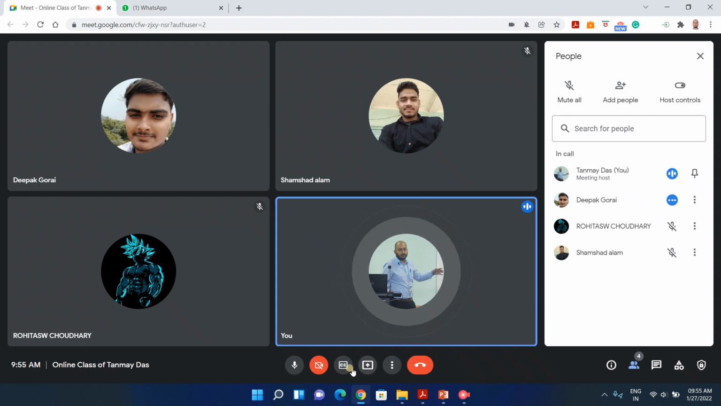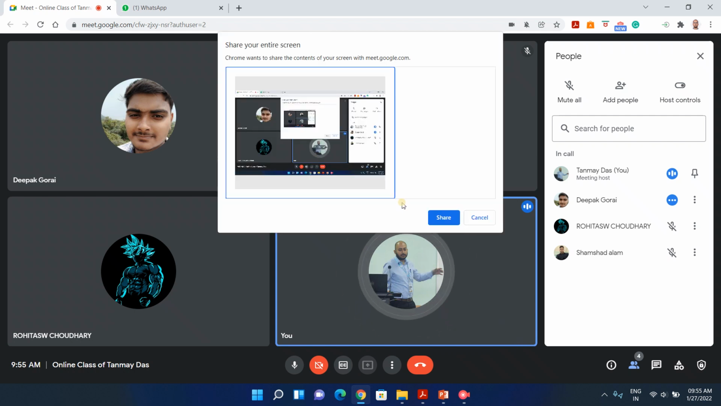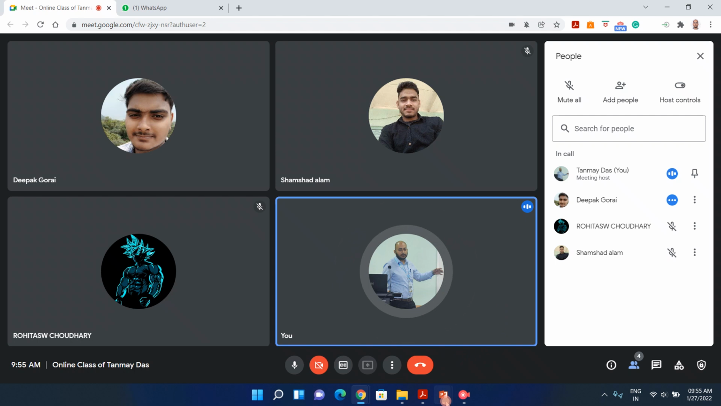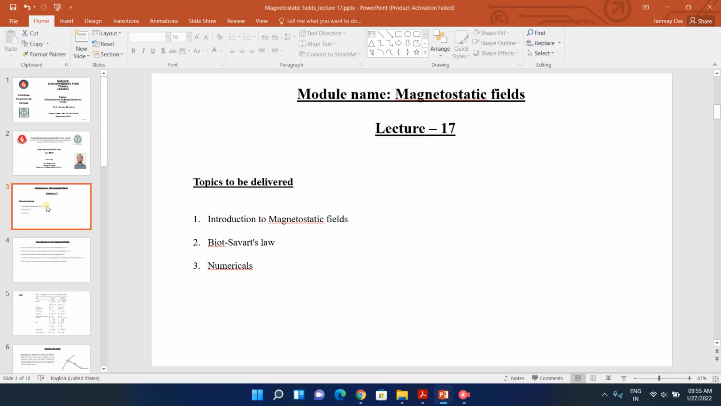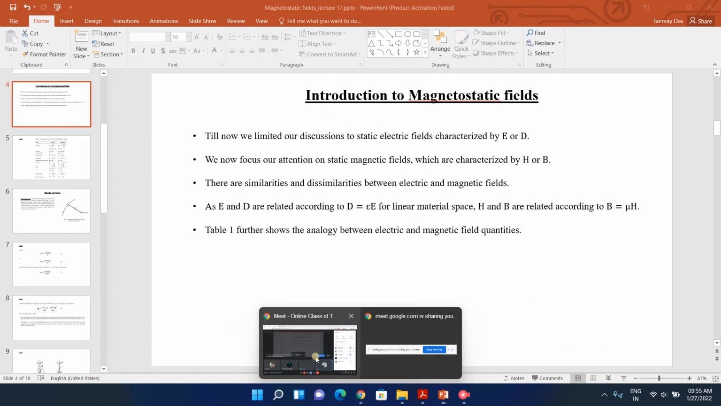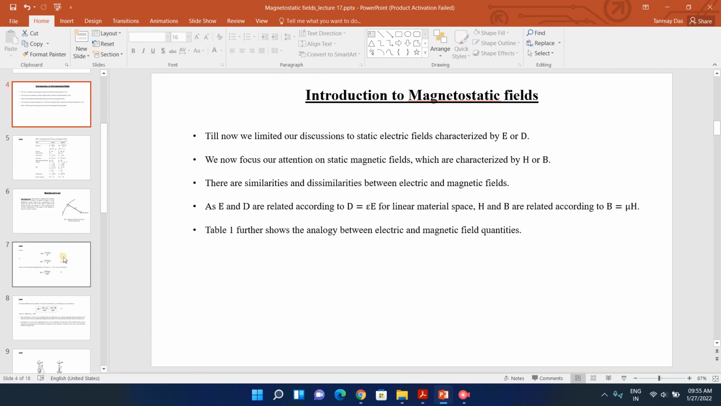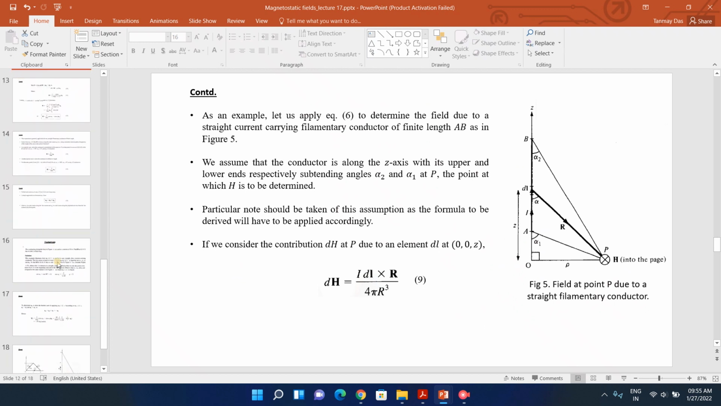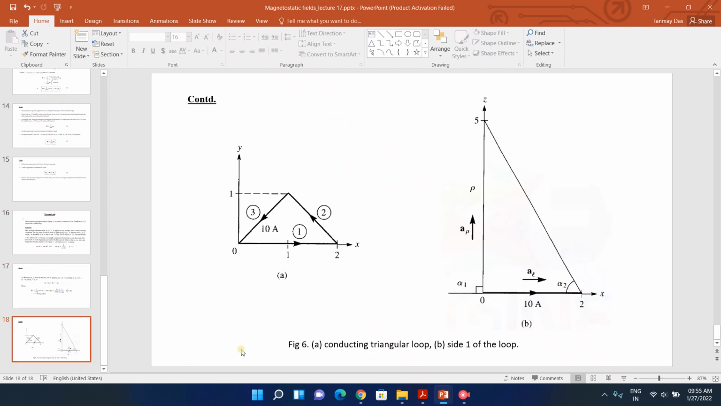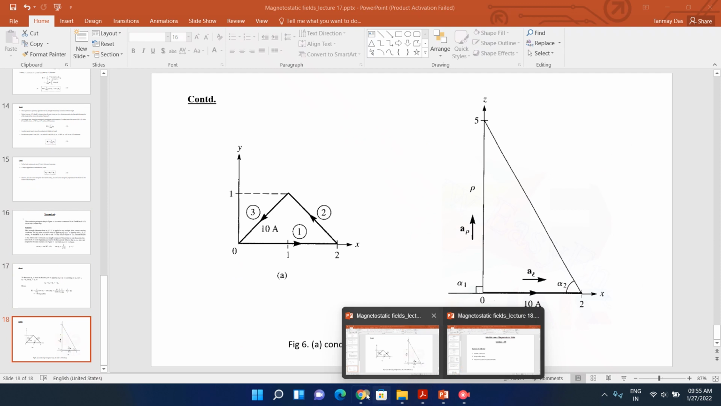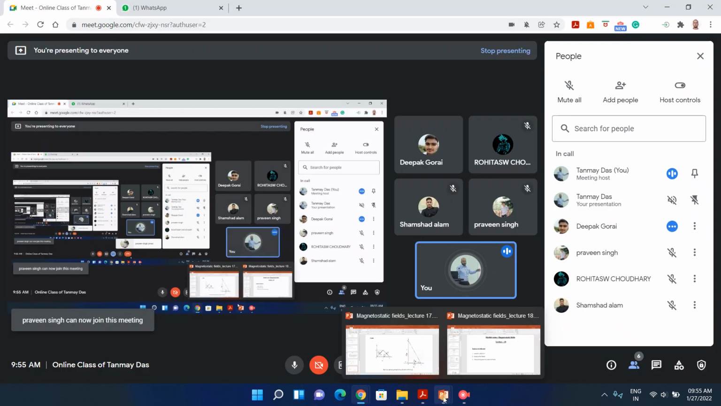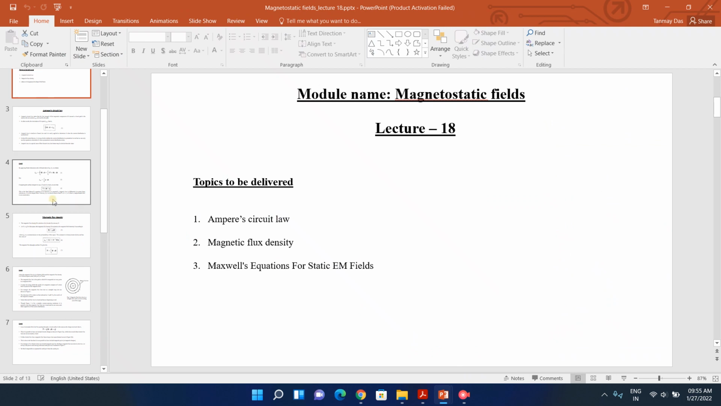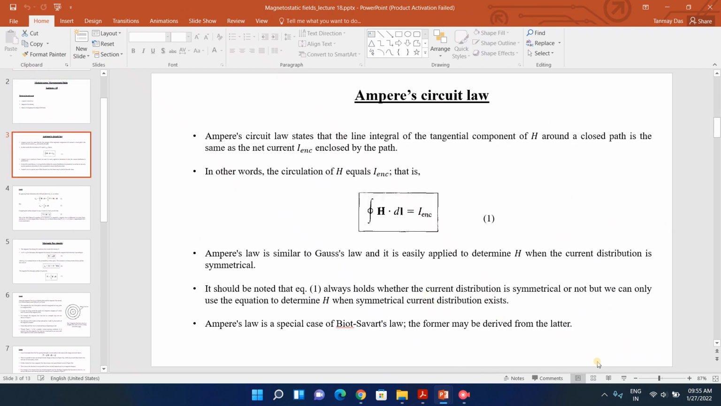In the last class, as I can remember and as I have seen from the recording, we started the magnetostatic field. We discussed this portion, and we also discussed some numericals, if you can remember. Now I will continue with the next part of this topic, from where we left off.